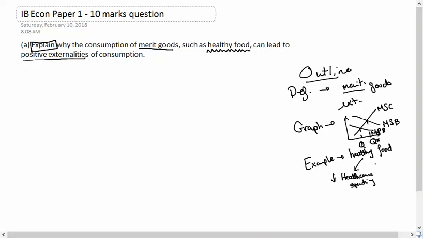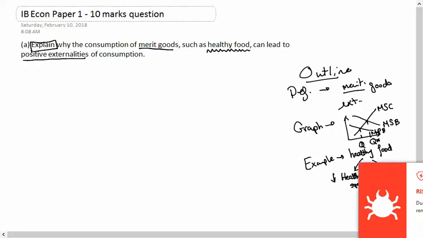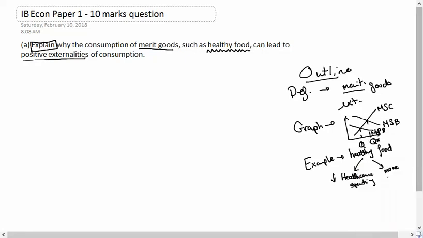Or the healthier people will mean a more productive workforce, more productive labor, so they are better for the work and for their peers and for the customers in their workplace. Okay, so let's start by answering the question.